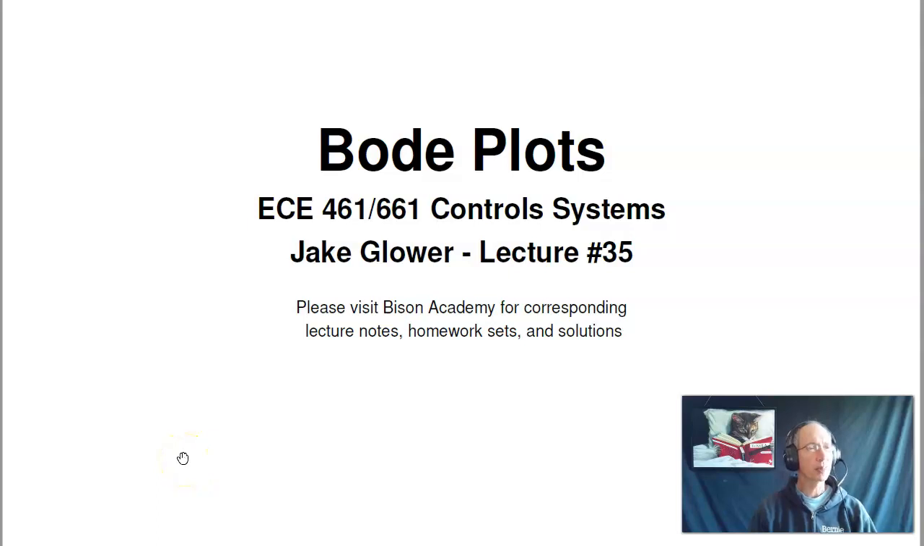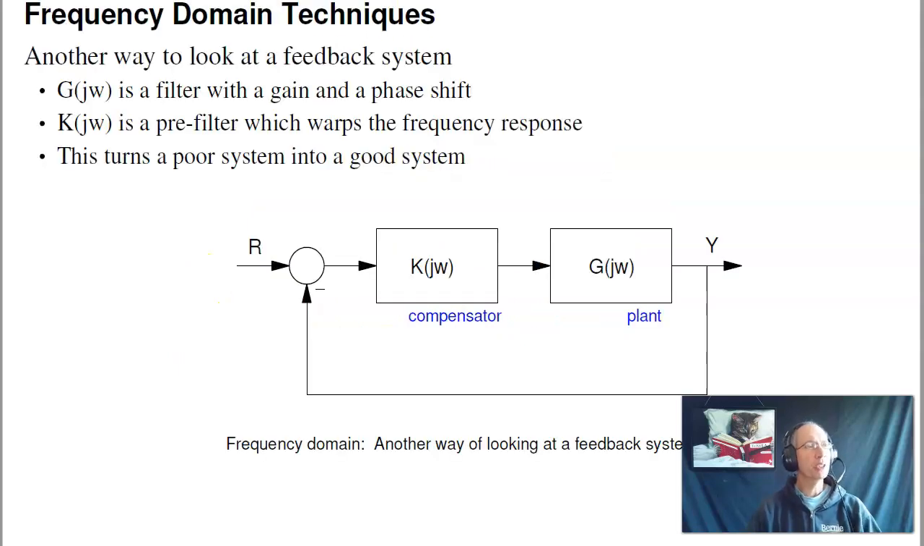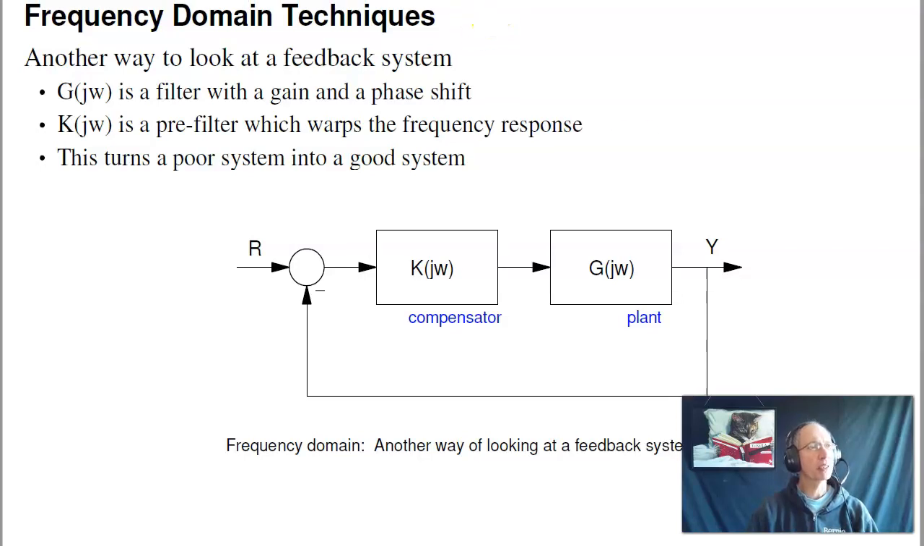Welcome to lecture number 35 for ECE 461 Control Systems, Bode Plots. Now at this point we're going to switch gears. For all the previous lectures, we've been looking at the time domain. Basically, we use root locus techniques to specify the closed loop poles to give you good step response. And with step responses, we specify the closed loop system in terms of settling time, percent overshoot, frequency of oscillation.